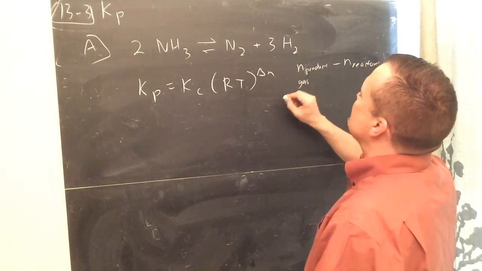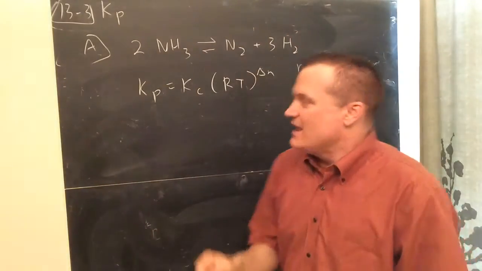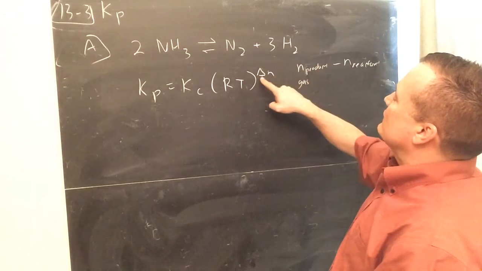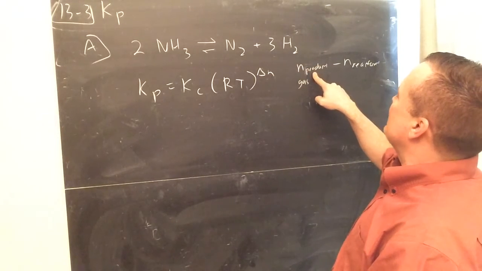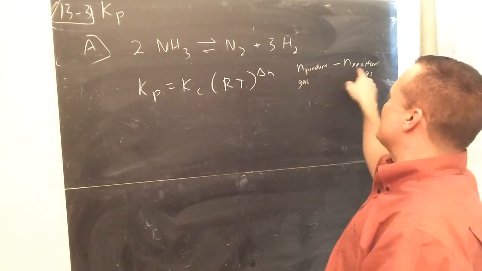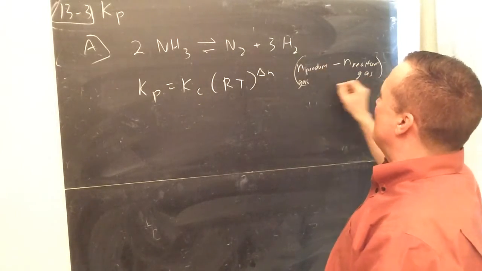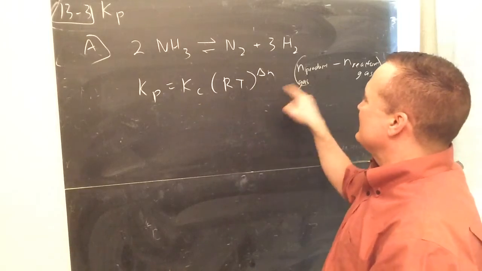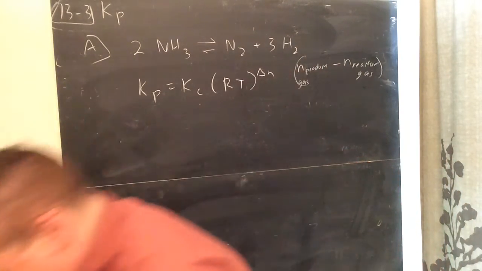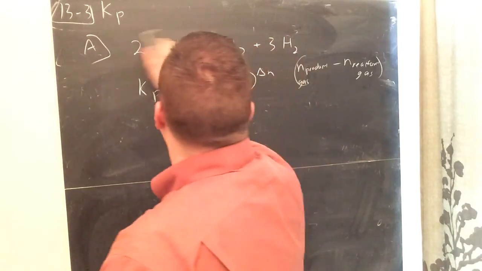And when they used to have this on the AP formula sheet, they gave you this, where delta n equals the number of moles of product gas minus the number of moles of reactant gas, or gaseous product, gaseous reactant. So they actually told you what n was, how to calculate it. So let's do one of these right here.